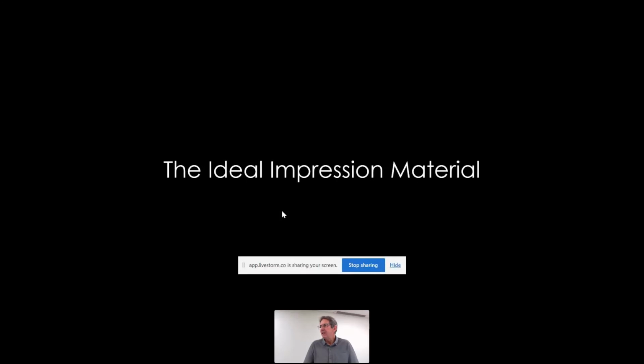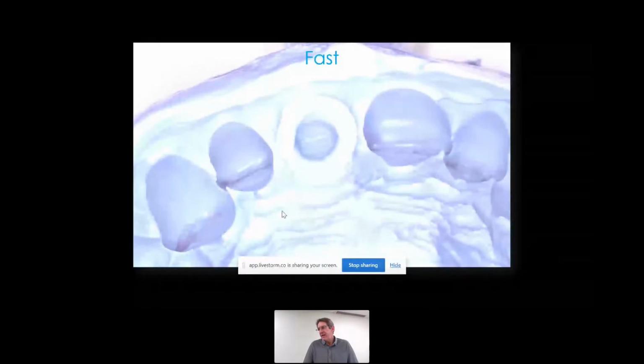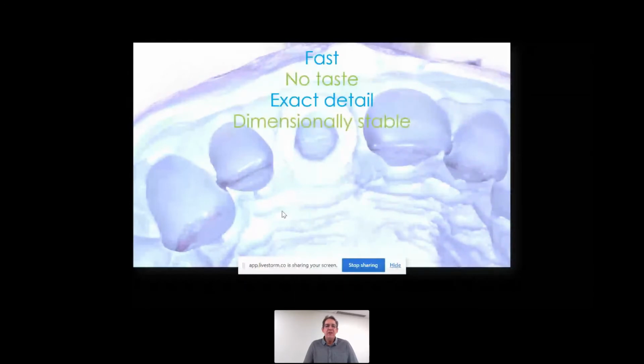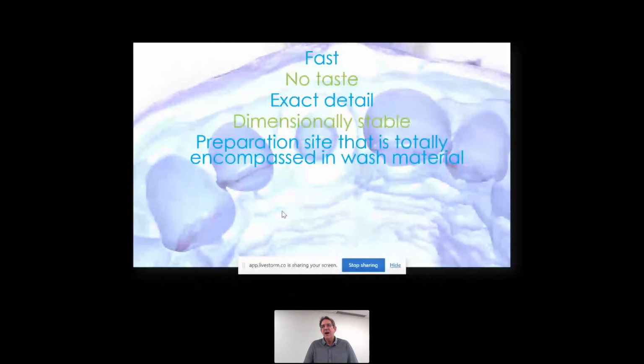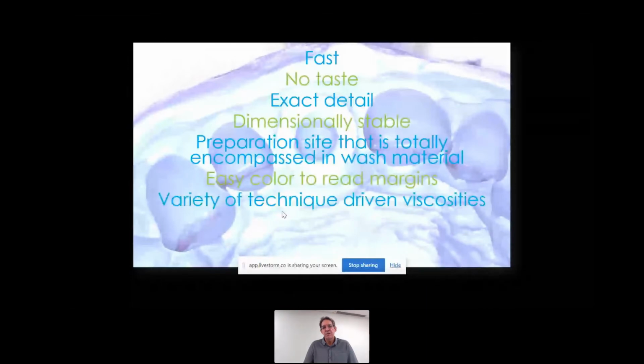So when we look at the ideal impression material, what are some of the key characteristics that it should have? Well, number one, it should be fast. Okay, it should have a quick working time with a quick set time. Why? We know that the longer the impression material is in the mouth, the higher the potential is for distortion.